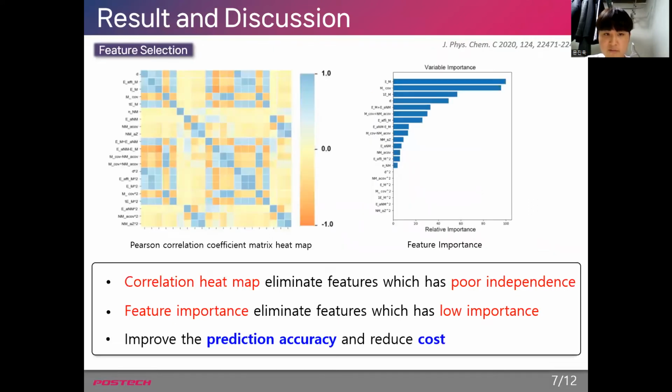For reducing the number of features, two methods help with this: the Pearson correlation coefficient matrix heat map and feature importance. The Pearson coefficient is a numerical value of the dependence between two specific features. Feature importance measures the contribution used to predict a target feature. By using these two methods, the prediction accuracy can be improved and the cost can be reduced.